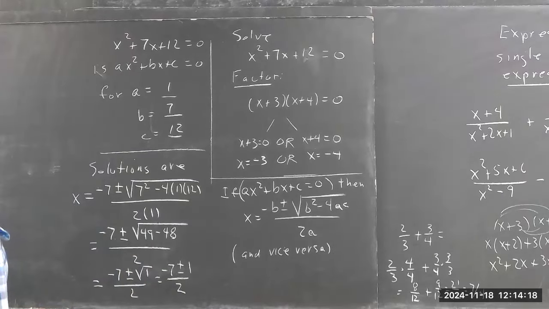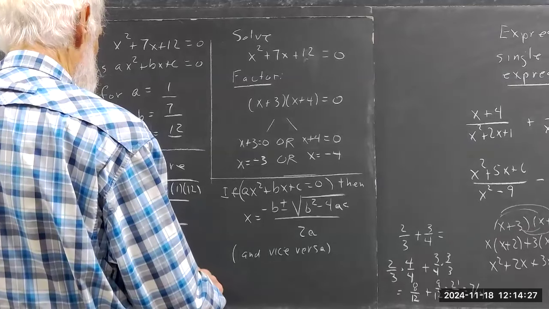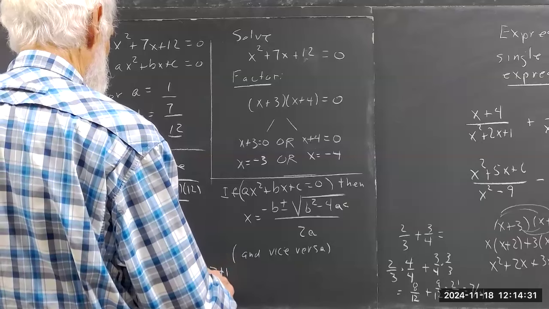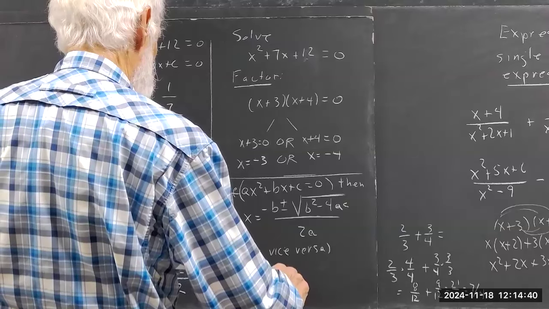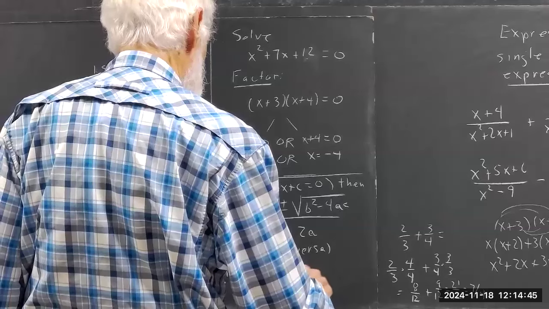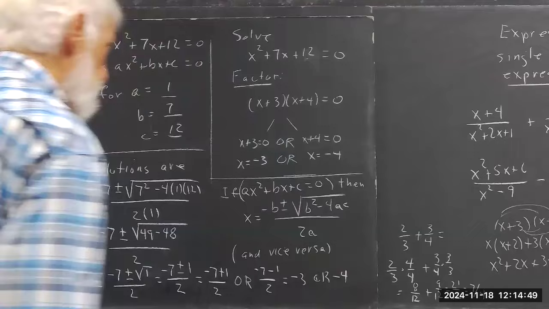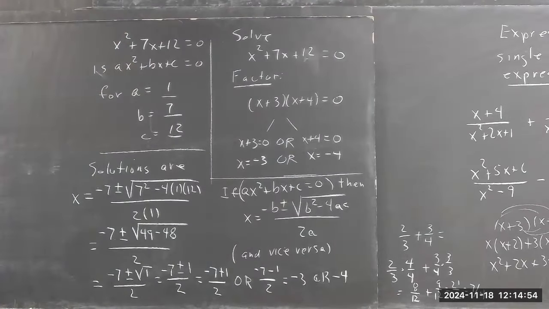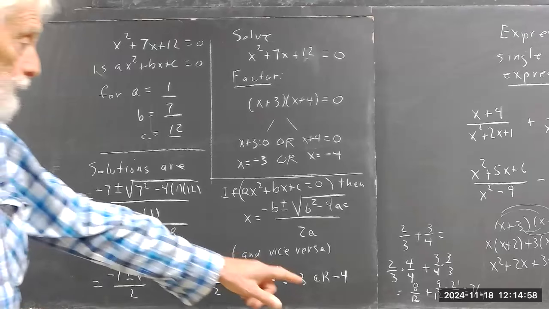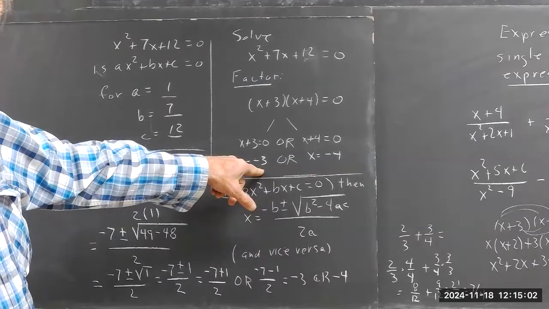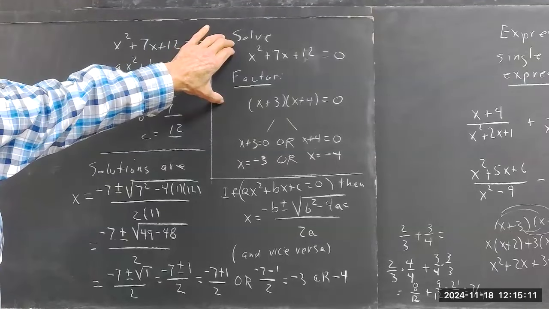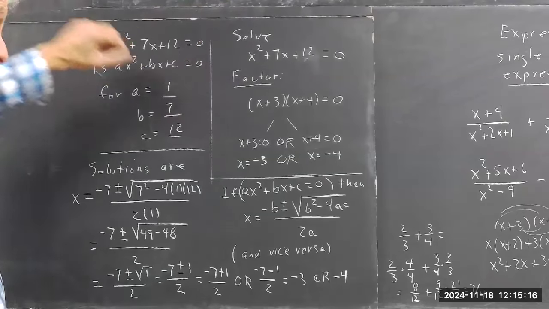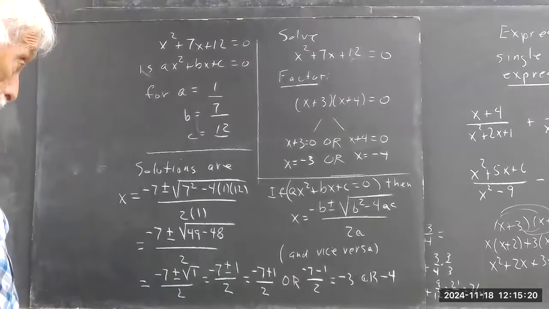Okay. So you got negative 7 plus or minus 1 over 2 because the square root of 1 is 1. Here's where the R comes in. And that comes out negative 3 or negative 4. All right. Well, it's no coincidence. It's the same thing we have here. Okay. Identical solutions. So even if you use this for something that factors, it's going to give you the right answer. But if it factors, you ought to factor. Because factoring is important in many courses.